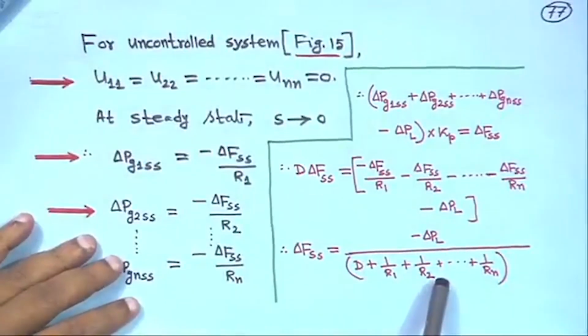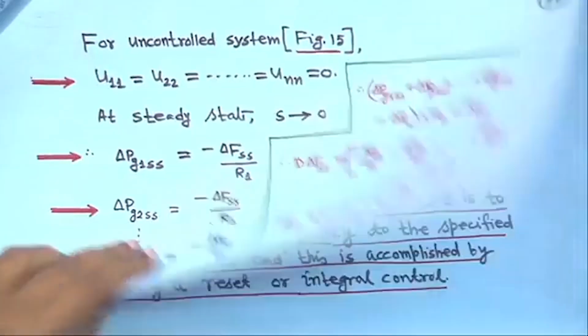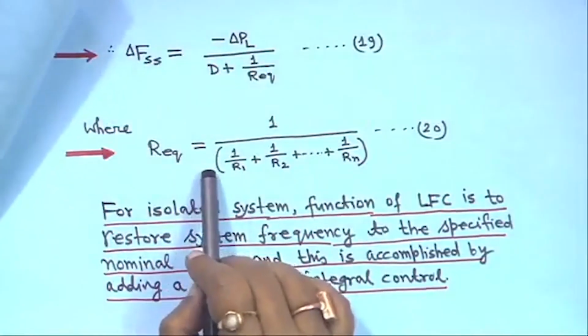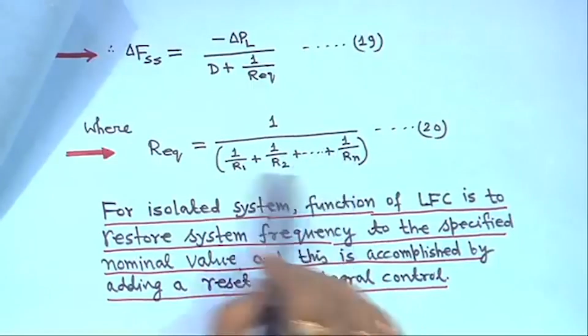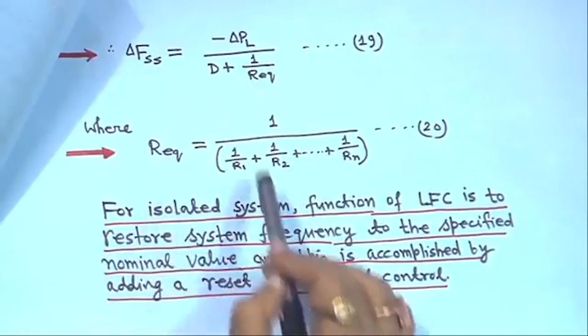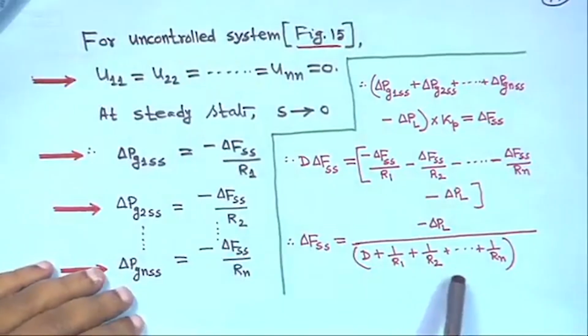Just simplifying this equation, putting D plus 1 upon Req, and for 1 upon Req we are putting 1 upon R1 plus 1 upon R2 up to 1 upon Rn. So 1 upon Req actually will be 1 upon R1 plus 1 upon R2 plus up to 1 upon Rn. I mean this thing, right.